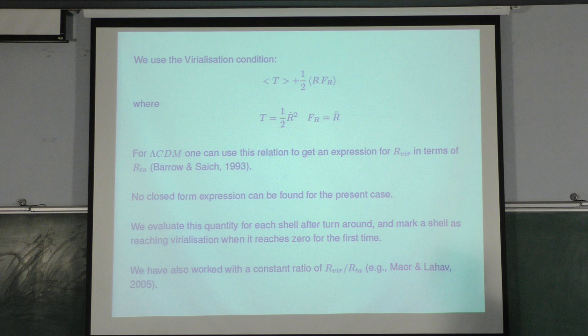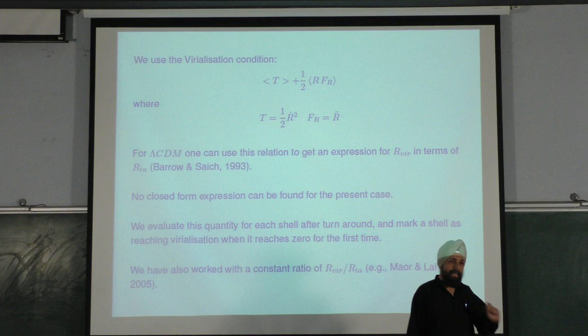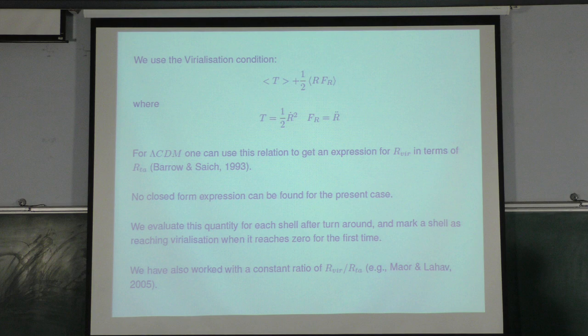So this is all that happens before the system virializes, and in that regime, our calculations are exact. How do we now claim that the system has virialized? We fall back to the original definition, which you will find in books on classical mechanics. If you follow these, then for Einstein-de Sitter and lambda CDM, you can get a closed form expression for R virial in terms of R turnaround, which is the maximum radius that the perturbation reaches. But in our case, there is no closed form expression which you can find.